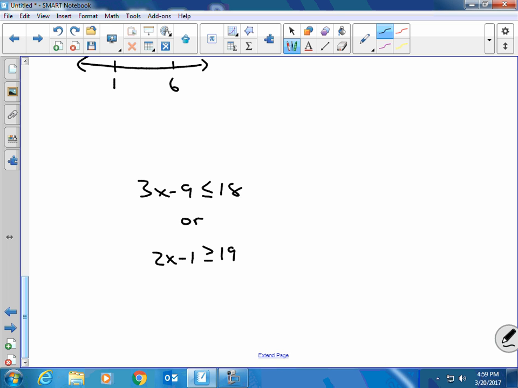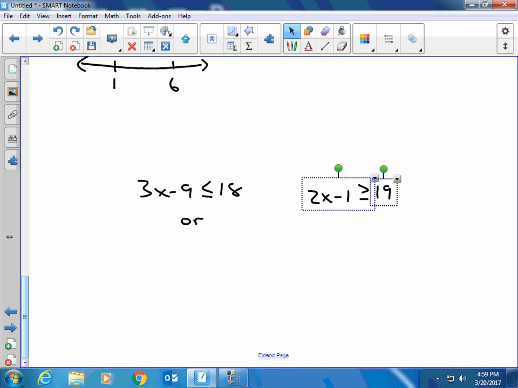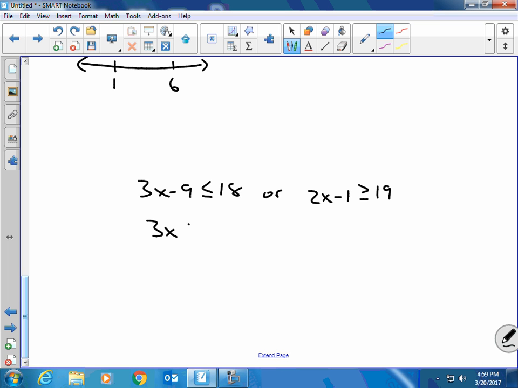I'll give you a second. If you want to hit pause, you may. All right, I'm going to solve them separately. In this case, I can't do what I did with the AND statement, so I'm just going to solve them as they are, two completely separate inequalities that are joined by the word or. So they are two separate sets, and let's just solve them. First step, add 9 to both sides. First step over here, add 1 to both sides. Next step, on the left-hand side, I'm going to divide by 3. On the right-hand side, I'm going to divide by 2.